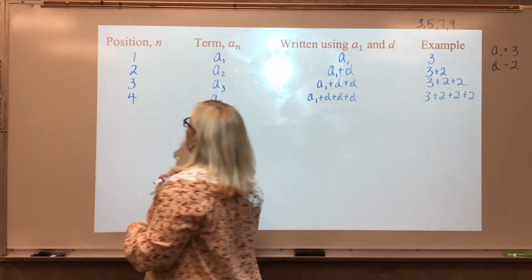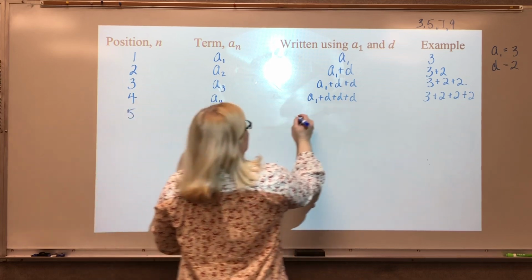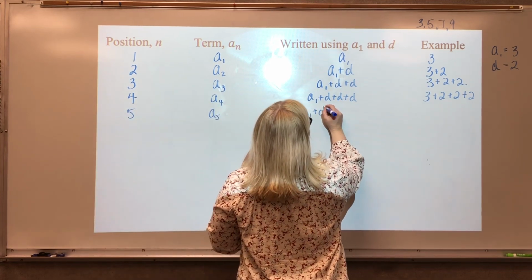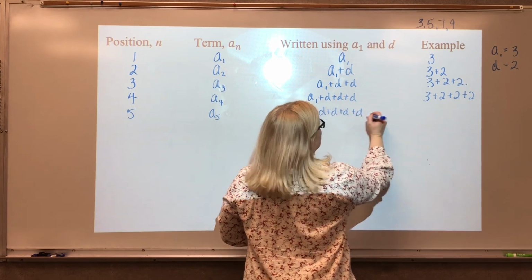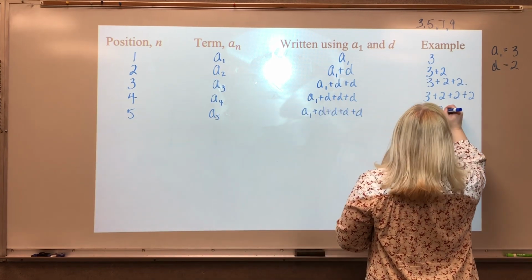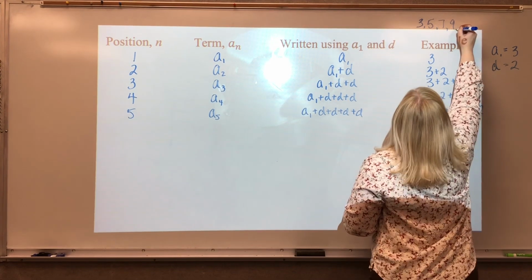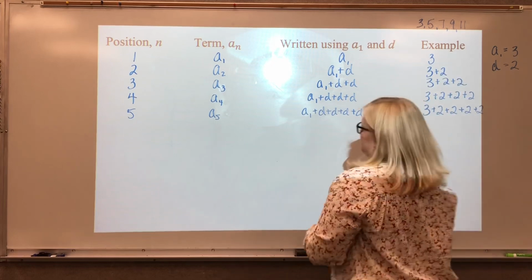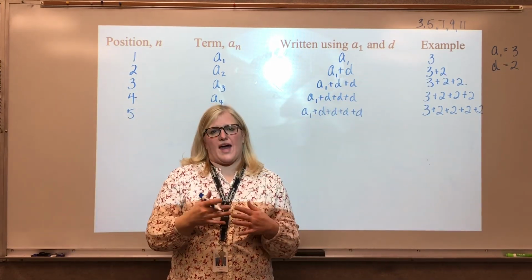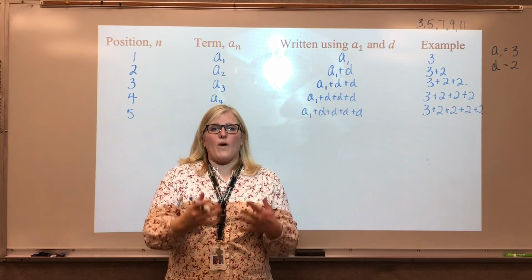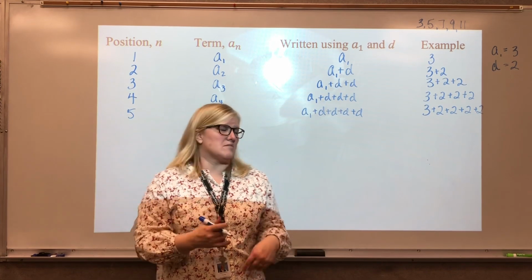Okay, and finally, my fifth term, a sub 5, is going to be a sub 1 plus d plus d plus d, right? The one before it, plus another d. So that would be like 3 plus 2 plus 2 plus 2 plus 2, which would give us 11. Okay, so why am I doing this? I'm doing this to show you the pattern so that you can see where the formula comes from, where the equation of an arithmetic sequence comes from.